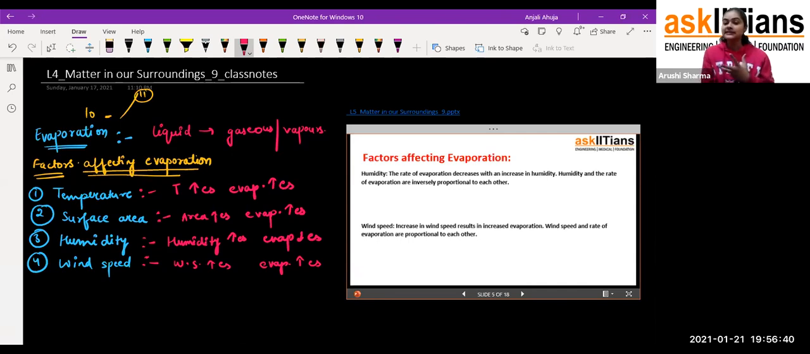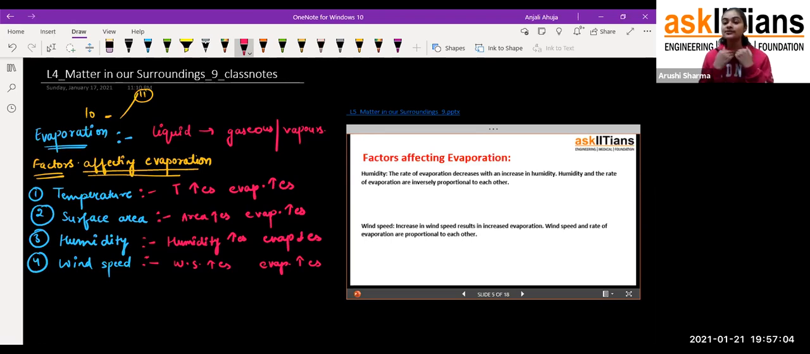Same in the summer season, when we wear cotton clothes, everyone gets sweat. So when sweat comes out of our body, the cotton clothes absorb that sweat, and that sweat will evaporate into the atmosphere by absorbing heat from our body, because it is getting that heat from our body to convert into vapor form. Exactly.